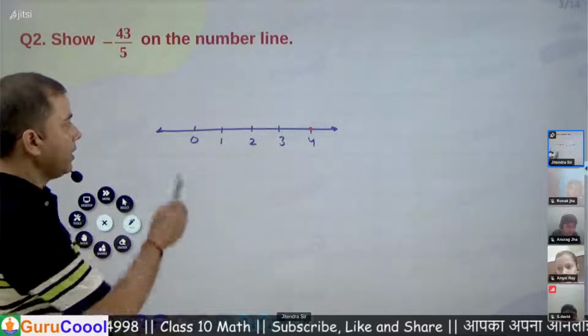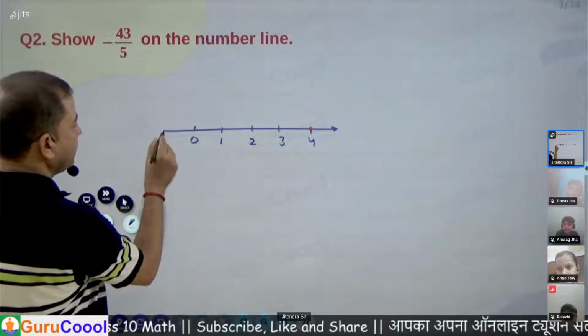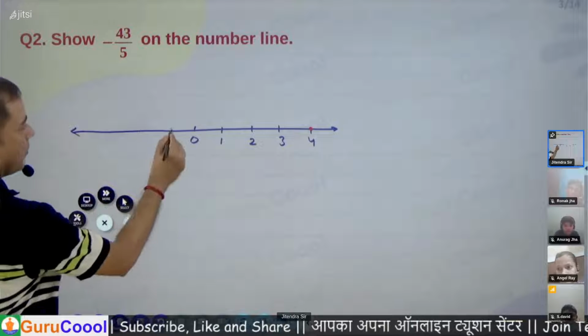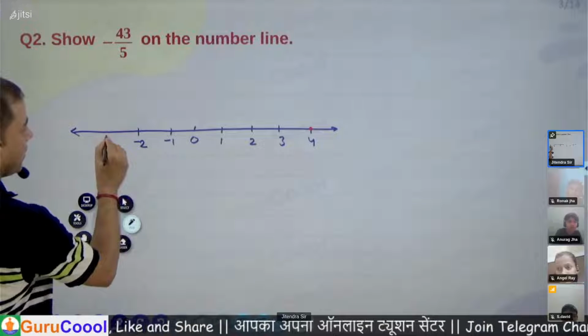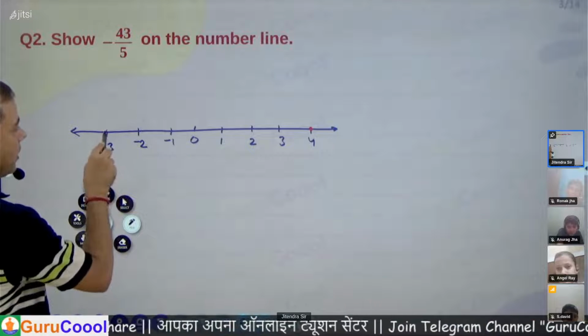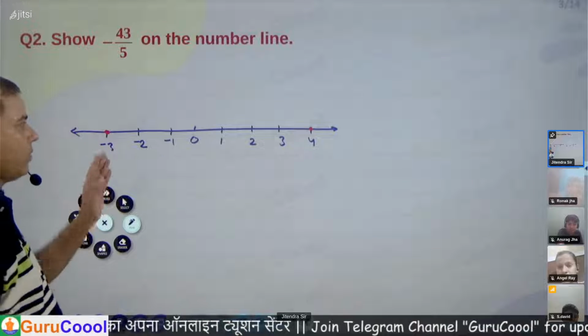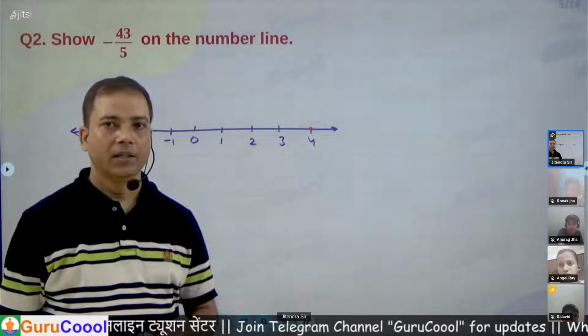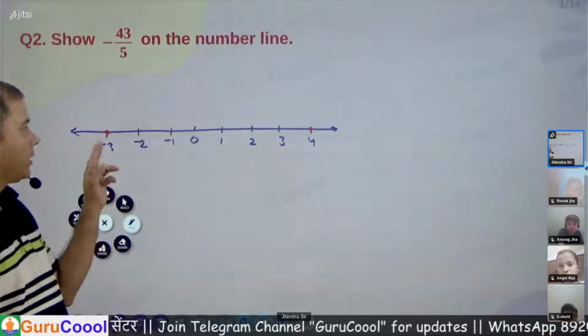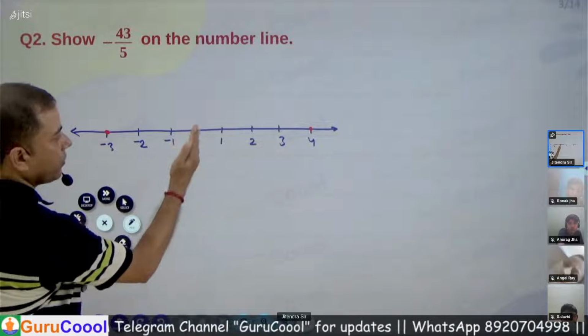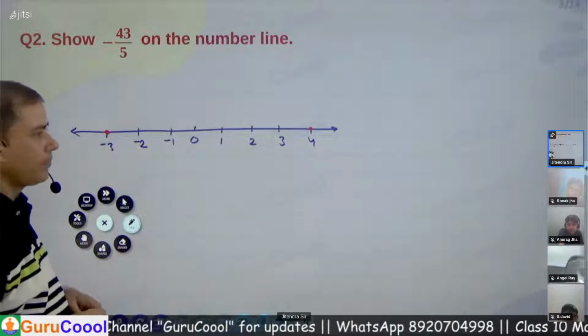Similarly, if you take negative numbers, -1, -2, -3, this point is showing -3. What is the meaning? The meaning is that this point is 3 units away from 0 on the left side, because it's negative.